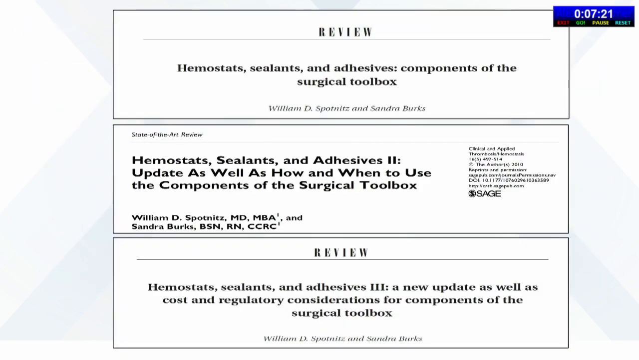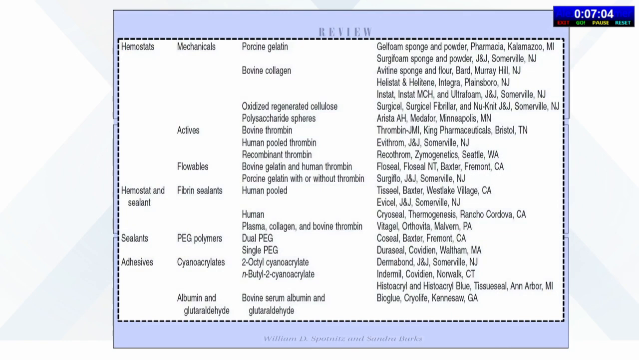I was going through one of the case review papers from a neurosurgeon about hemostats, sealants and adhesives: what should be the components of a surgical toolbox? He has published the same review article in 2008, 10, and 12. This is very good for postgraduates. Out of that, there was a big table of different kinds of hemostats available in the market.